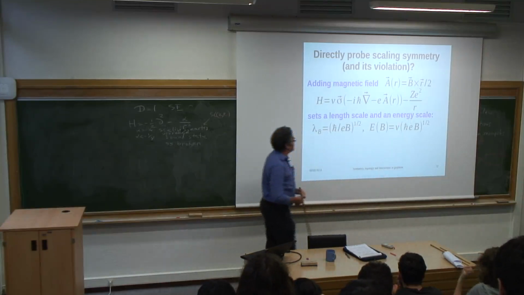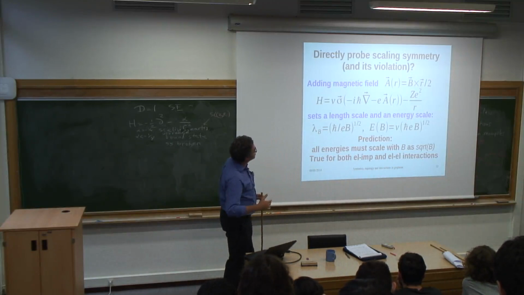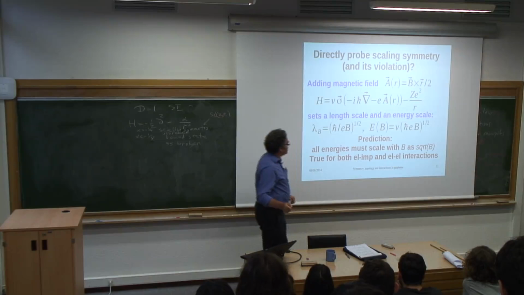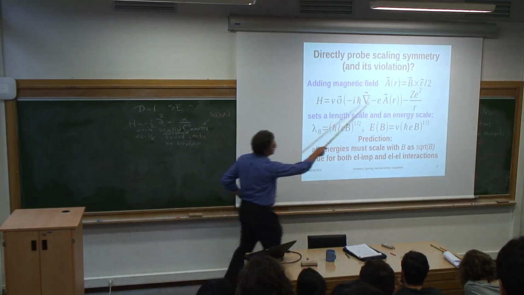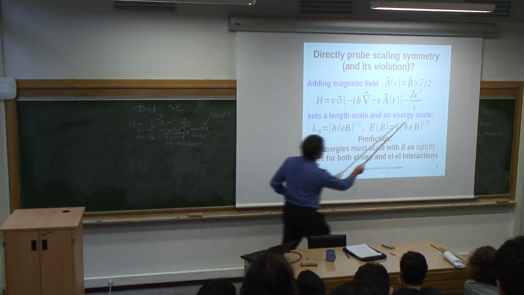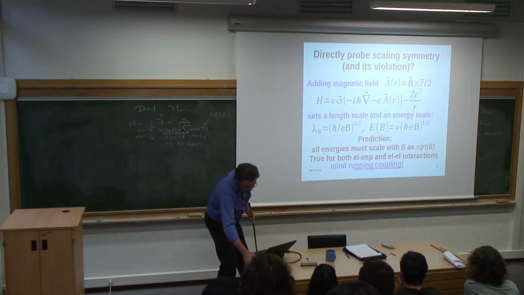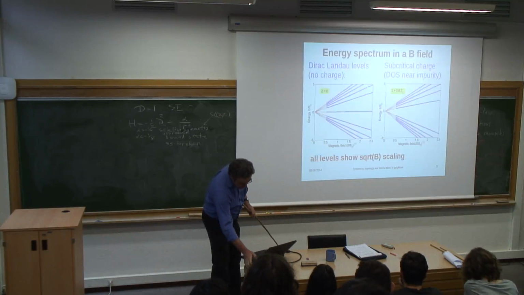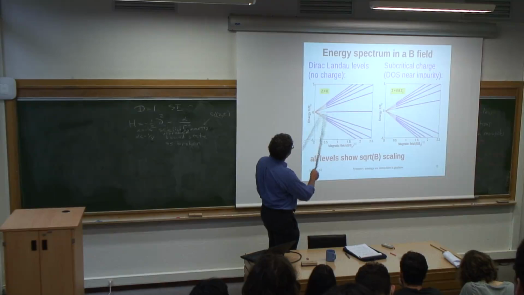square root of B. B is convenient as a knob because as soon as you introduce B, the continuous spectrum turns into a discrete spectrum. Landau levels are basically deformed by the presence of the 1/r potential. And so we expect to see this kind of scaling when scaling symmetry is present, and something else when it's not present. And you can test it very easily in simulation.